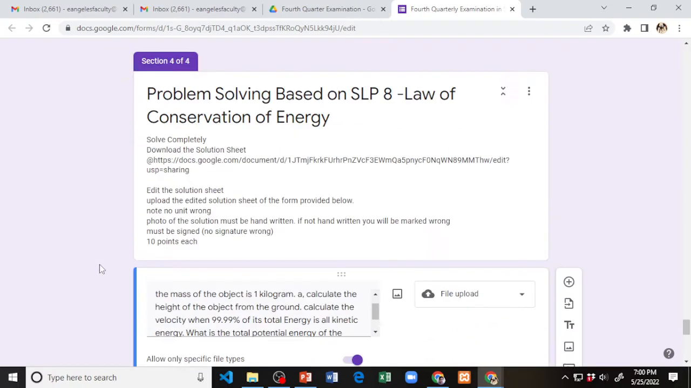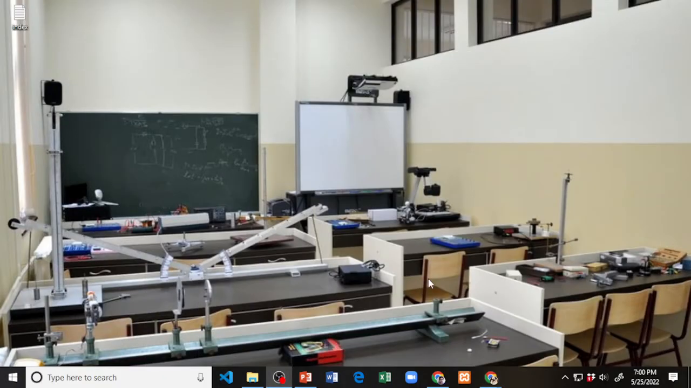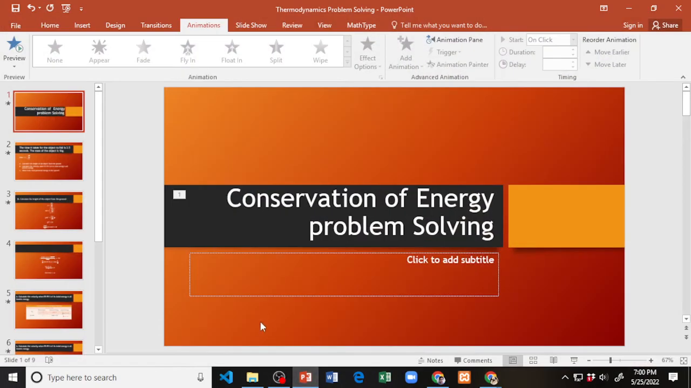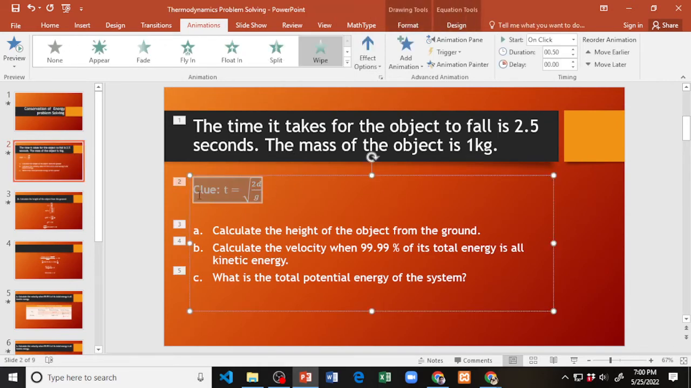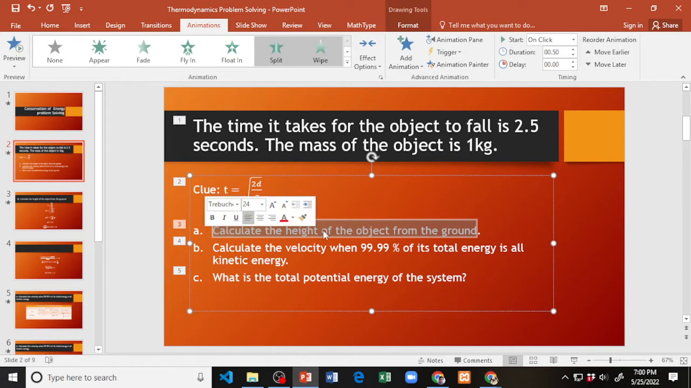All right. So I actually prepared a PowerPoint presentation for that, which is this one. So conservation of energy, and we're going to discuss it one by one. So here is the problem, and I also gave a clue. All right. So because this can be solved by using the principles of conservation of energy or by using the concept of free-fall motion. So I try to merge the two, okay? So to be more creative, so let's do part A, calculate the height of the object from the ground.